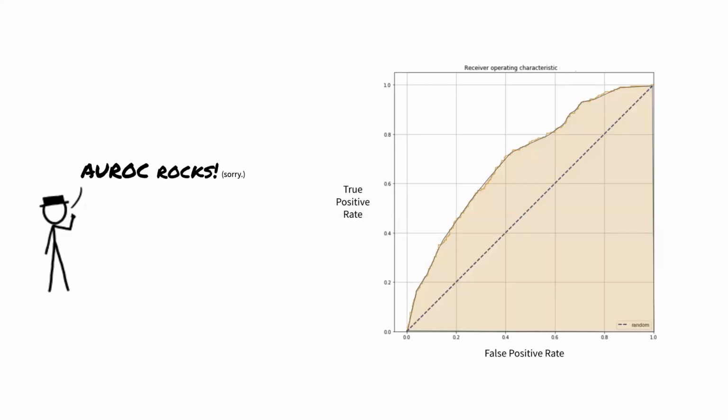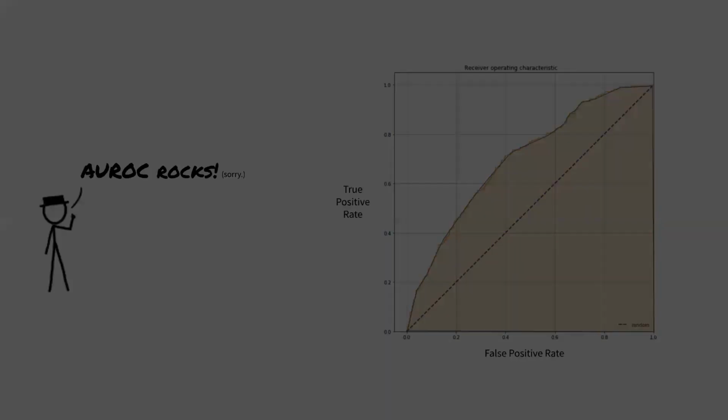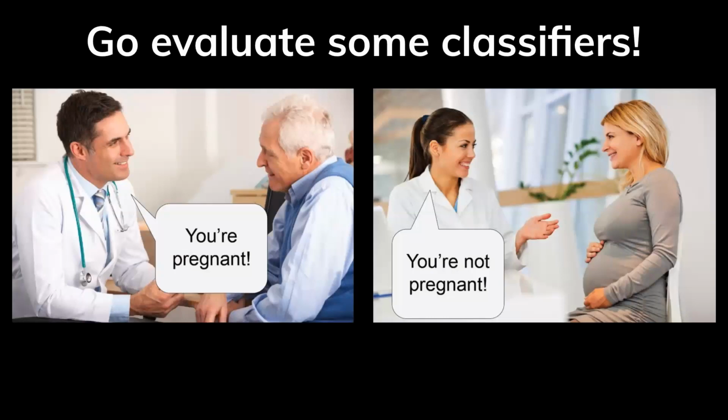And finally, just to end with a stupid pun, the AUC-ROC rocks, and this is probably what you're going to be using a lot during the next few years. I've managed to make Sam cringe, so that's a big victory. So now, go evaluate some classifiers.